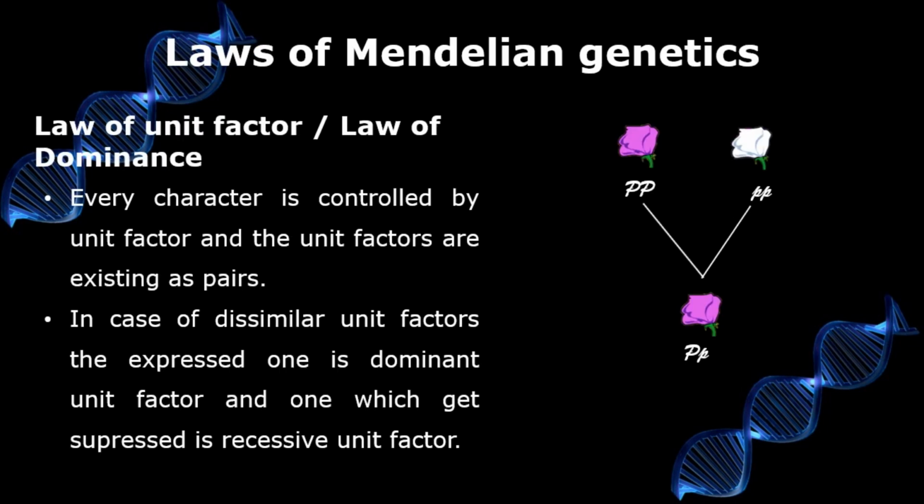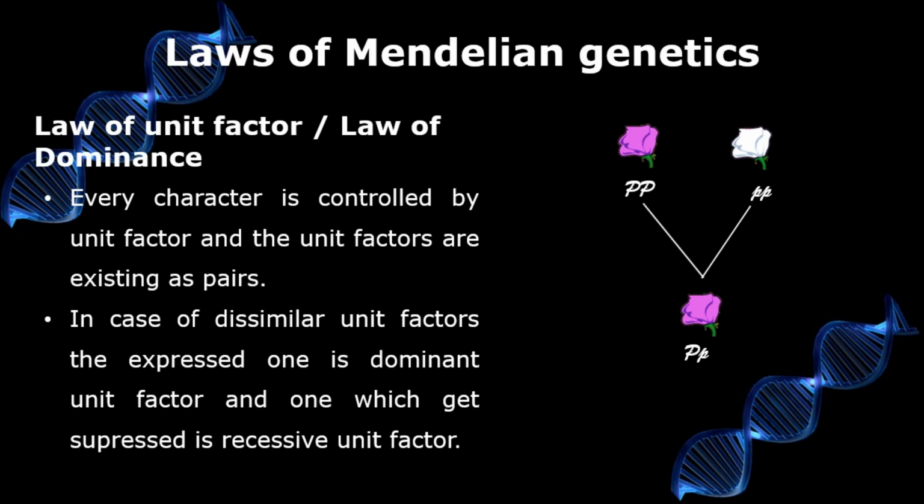By the experiment with the pea plant, he made 3 laws: the law of unit factor or the law of dominance, the law of segregation or law of purity of gamete, and the law of independent assortment. In the law of dominance, he says that every character is controlled by a unit factor, and this unit factor exists in pairs. In case of dissimilar unit factors, the expressed one is dominant and the suppressed one is recessive.